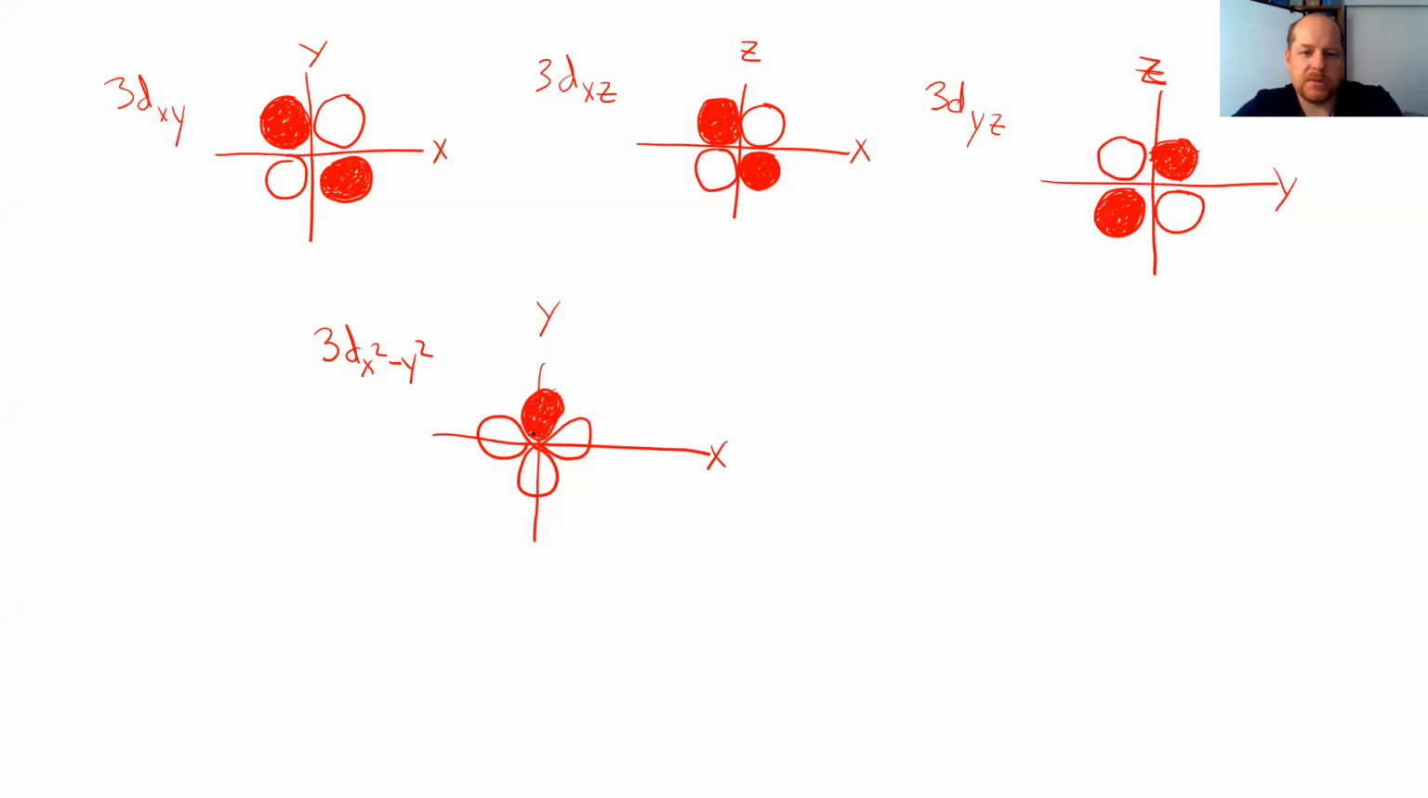Okay, so that's the big difference between the dx squared minus y squared and the dxy and the dxz. And then this is the hardest one to draw, and I'm sure it's going to be terrible, so I'll try to do my best on this. So here's the 3dz squared. All right, so I'm going to draw in all three axes for this one.